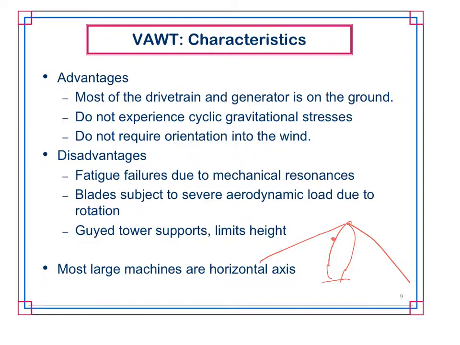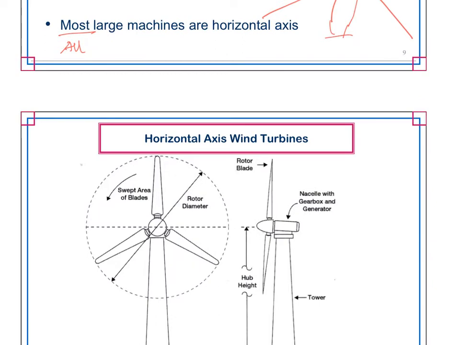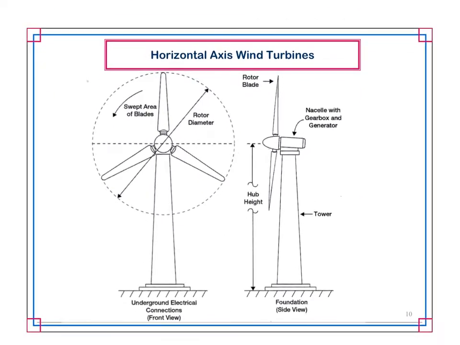So, and most large, I would say, you could almost correct us to say all large machines. I don't think anything over 10 kilowatt is not a horizontal axis. Here's the tried and true horizontal axis that you've seen. So again, the reason why it's horizontal axis is because the shaft of the generator, yes sir?